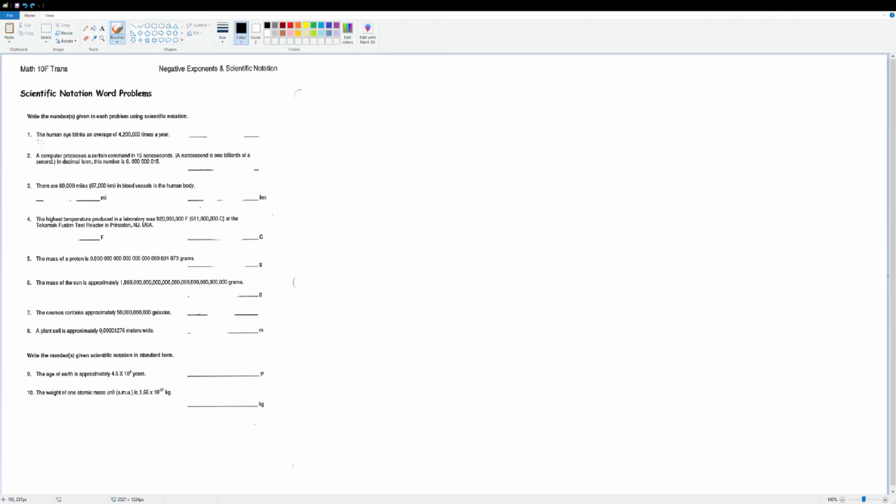So the first one: the human eye blinks an average of 4,200,000 times a year. To turn this into scientific notation, we understand that the decimal point is right here, so we're just going to move it over between the 4 and the 2. So we're going to move once, twice, 3 times, 4 times, 5 times, and 6 times. So we simply write it now as 4.2 times 10 to the power of 6. Let's move on to the next one.